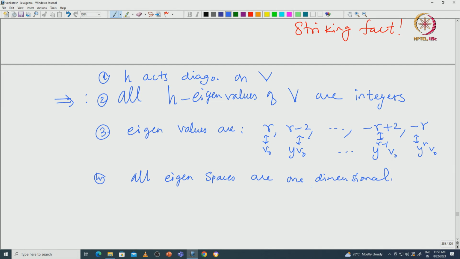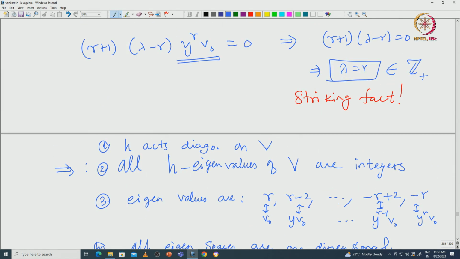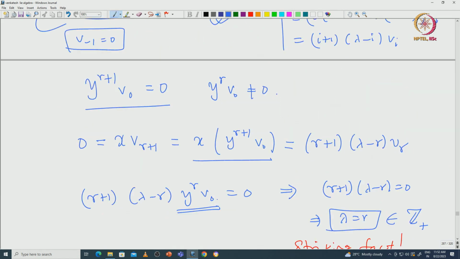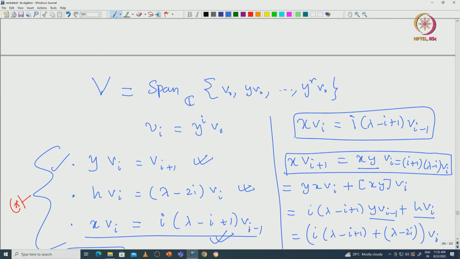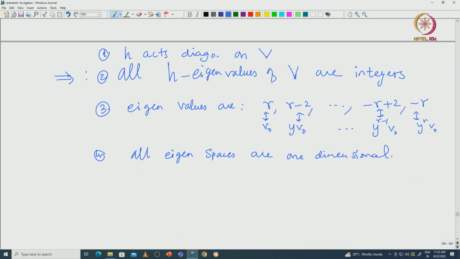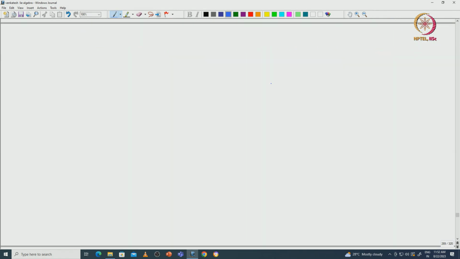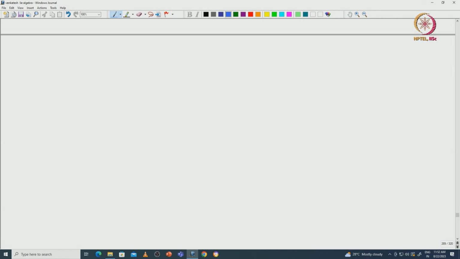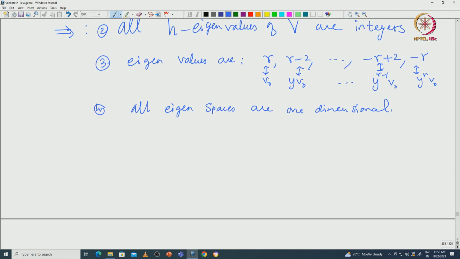Okay, all these facts actually follow immediately from observing that lambda must be an integer, and this is indeed a basis. This v naught, y v naught, etc., y power r v naught is a basis of this capital V. So, let me summarize. This is very, very important. So, can we recover this r? That is also one important thing. If you actually think about it, what is the dimension of this space? The dimension of the space must be just r plus 1. So, this tells this r also can be recovered. This r is nothing but dimension of V minus 1.